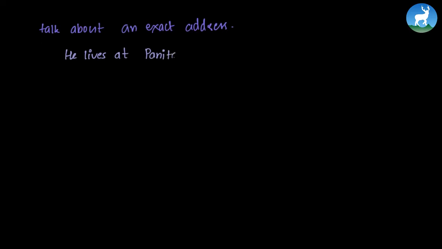The other way to use at is when we talk about an exact address. So we can say he lives at Panitanki. There is a place in Mahankal which is known as Panitanki, and that is an exact address because you know where Panitanki is. So he lives at Panitanki means you're giving an exact address about that person. He lives at Panitanki, not at Mahankal, not at Chavil, but at Panitanki.